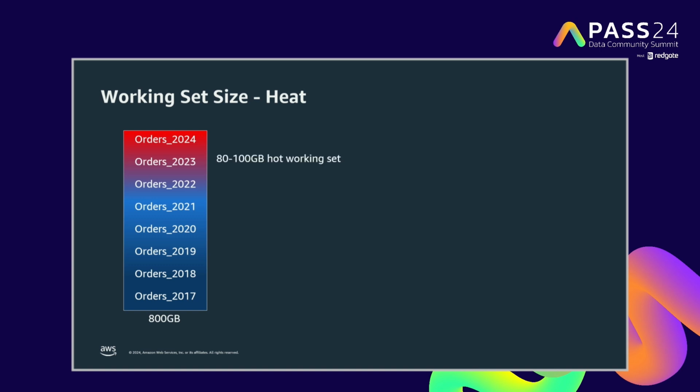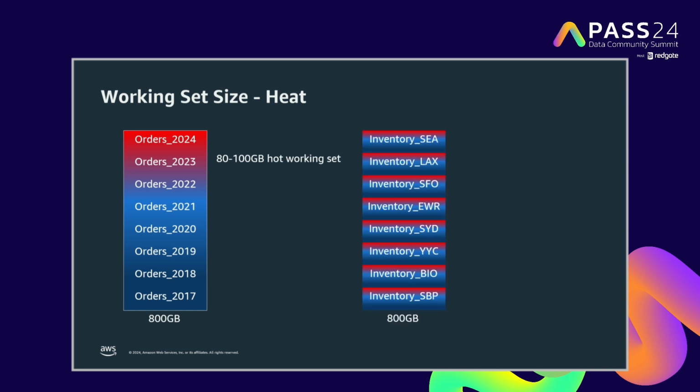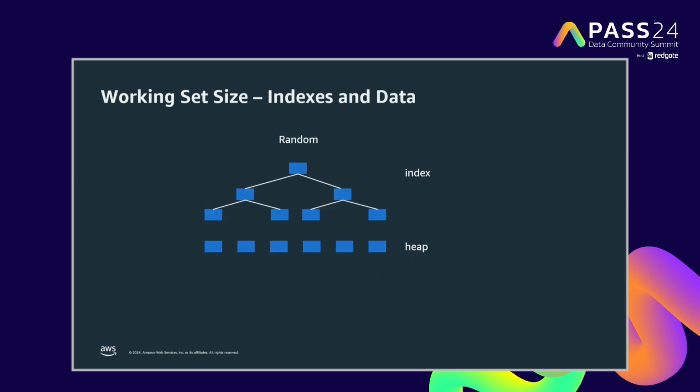So your working set isn't necessarily the size of your tables, right? But you really have to understand your application, because if you have a different table that's like inventory by airport, it's going to have hot items in each one of those and cold items in there as well. So this one might be, let's say, 200 to 400 gig as opposed to 80, right, for the same size database. So you have to look at your system, right? The other thing to think about when you're thinking about working set size is randomness.